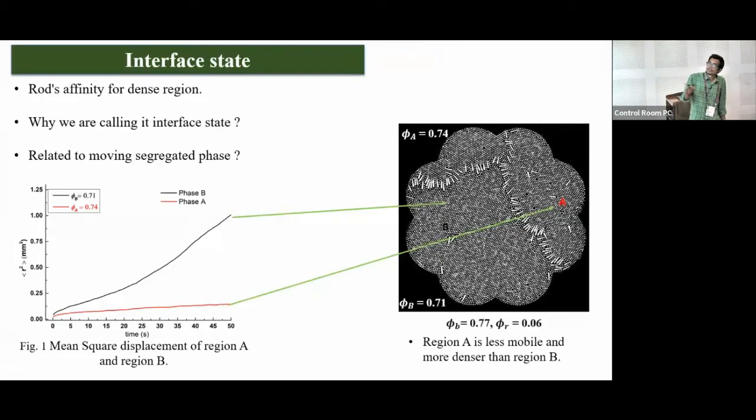So we are calling this segregated state the interface state because the line decorated by these rods is separating two regions which have different mobility, one region is less mobile compared to the other, and they have different density. One can see from the mean square displacement plot that region A is less mobile than region B. And these rods always have a tendency to point towards the dense region. We'll explain in a couple of slides how they are related to the moving segregated phase.